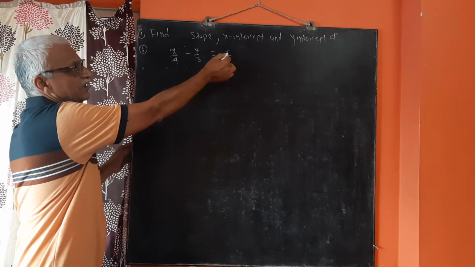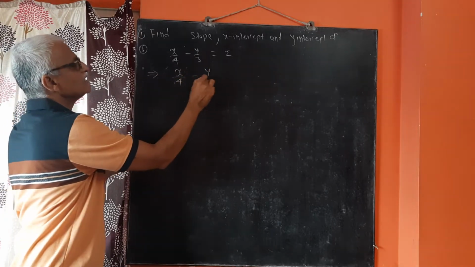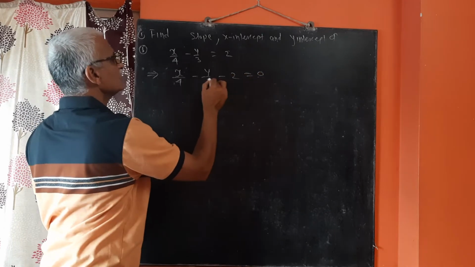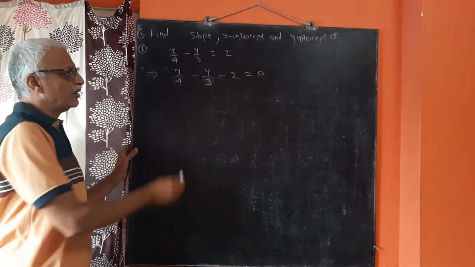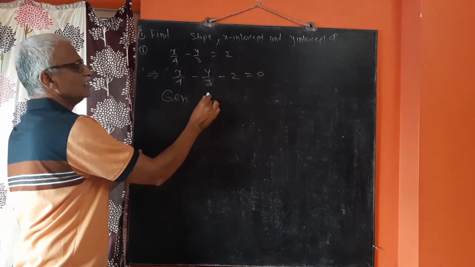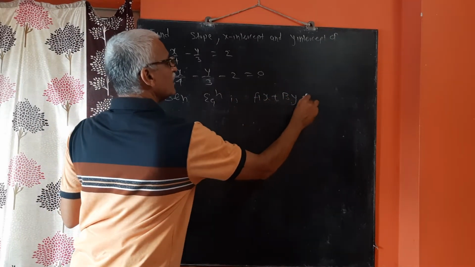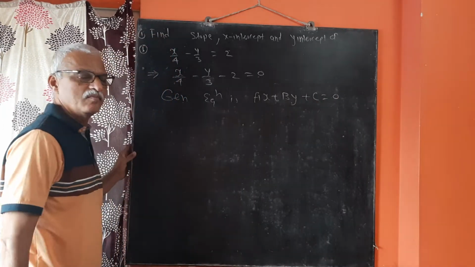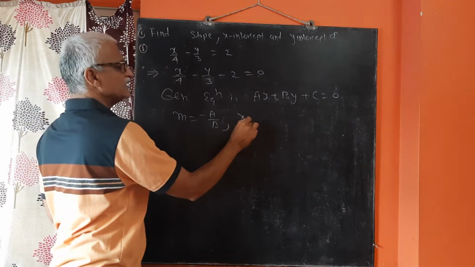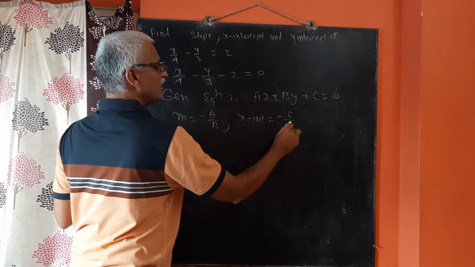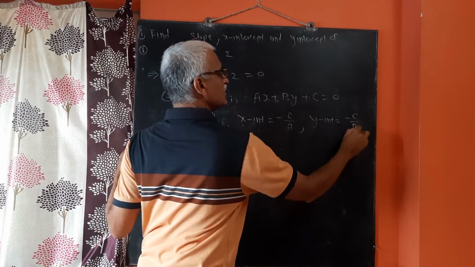So by shifting 2 on the left side, this equation can be written as x upon 4 minus y upon 3 minus 2 equals to 0. Now again, the general equation is ax plus by plus c equals to 0, where slope m is equals to minus a upon b, x intercept is equals to minus c upon a, and y intercept is equals to minus c upon b.